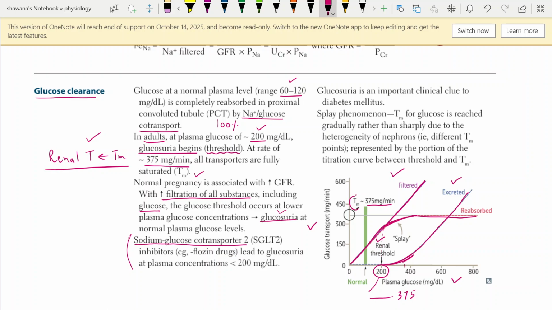And when these flozin drugs block the SGLT2, can these transporters take up the glucose? No, they cannot, and it will lead to glucosuria even at a lower concentration than 200 milligram per deciliter. Although the serum glucose has not reached 200 milligram per deciliter, the patients using flozin drugs will have the transporters blocked. They cannot take up the glucose, so glucose will be automatically excreted. First is the pregnancy condition, and second is the flozin drugs.